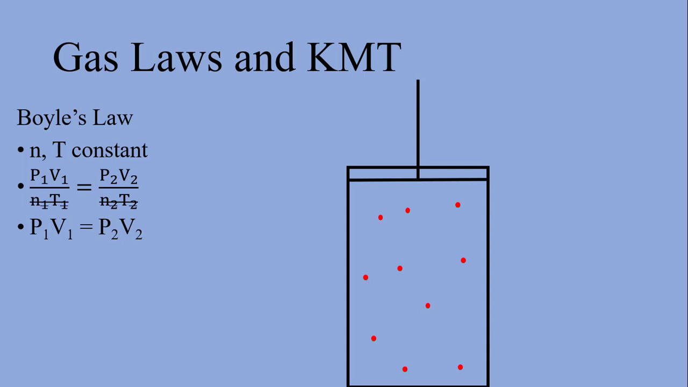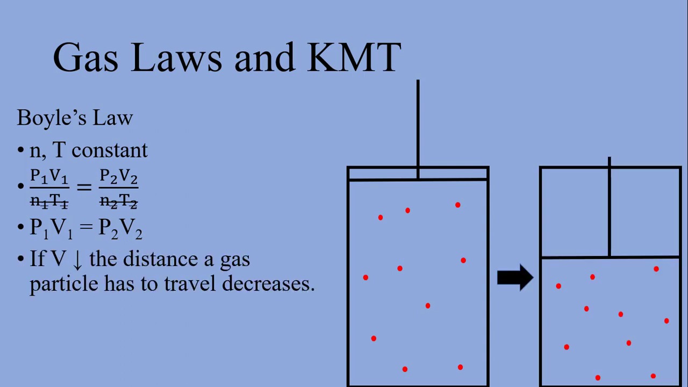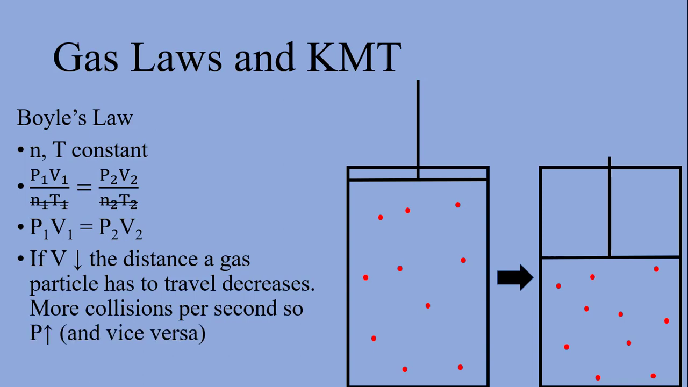From the kinetic molecular theory, you start with a container with gas molecules. We're not going to change the temperature, so we're not going to change the speed. We're not going to change the number of moles. We change the volume. In this case, we compress it. When we do that with a decrease in the volume, the distance a gas particle has to travel decreases. Therefore, at the same speed, there'll be more collisions per second, so the pressure goes up. Vice versa, if I were to increase the volume, the distance would increase, so the collisions per second would decrease. Therefore, we can state that under constant moles and constant temperature, pressure and volume are inversely related. If one goes up, the other must go down.